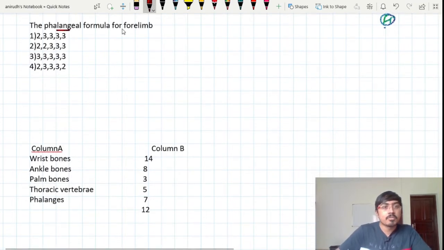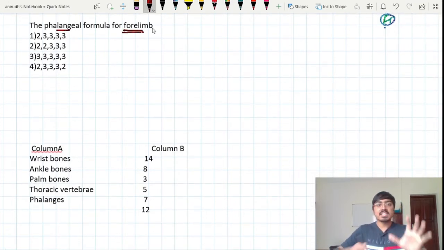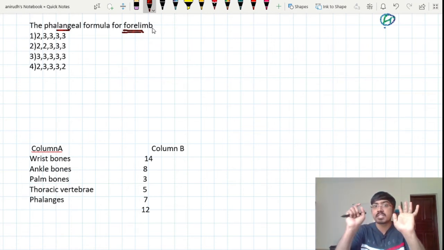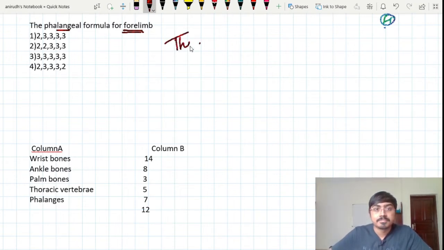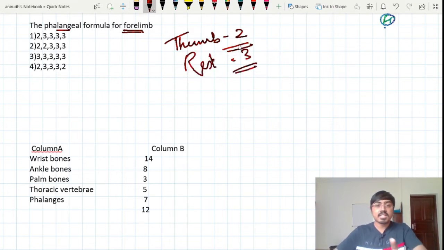The phalangeal formula for the forelimb. Phalanges are making the fingers. So in the case of the thumb, there are 2 phalanges. Rest all fingers have 3 phalanges. Same thing in the toe also. Same thing in the foot also.